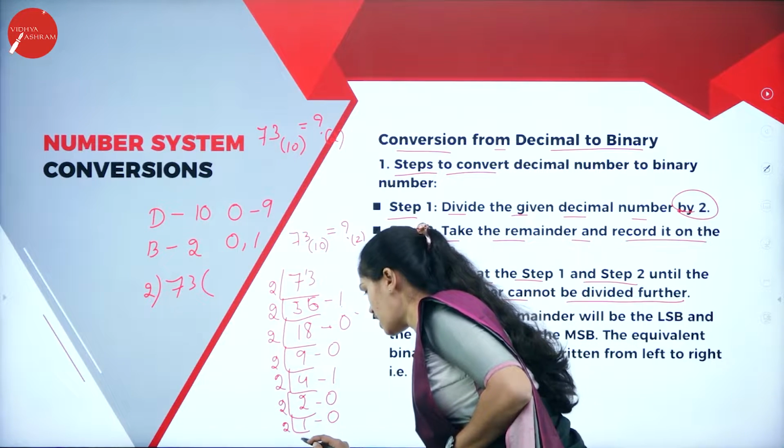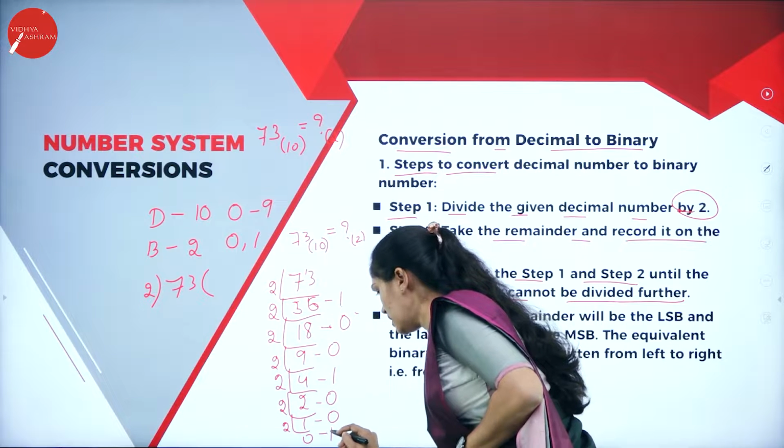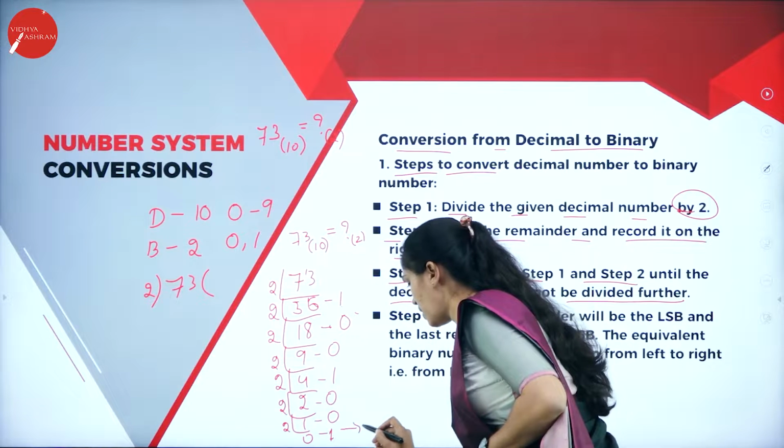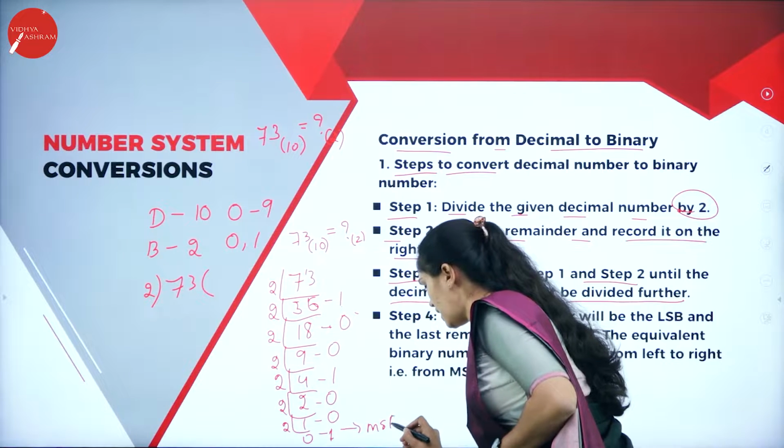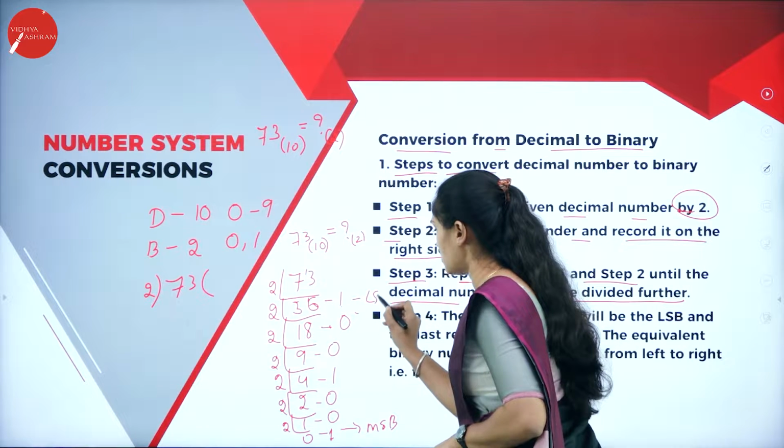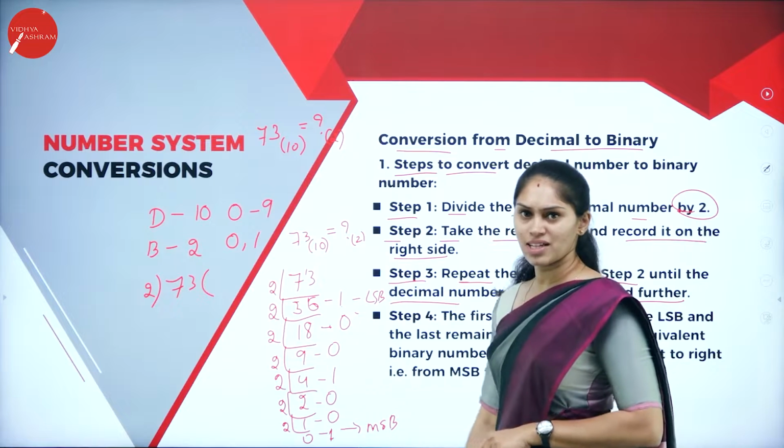So 2 zeros are 0. The remainder will be this one. So now this becomes my MSB and this becomes my LSB. That is what I have discussed in the previous class.